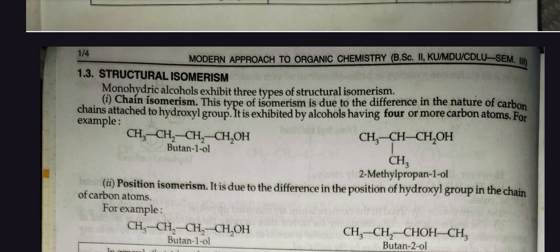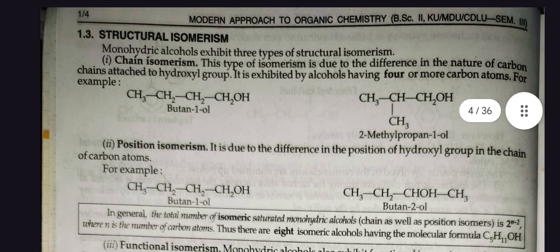Structural isomers. Monohydric alcohols exhibit three types of structural isomers. First is chain isomerism. This type of isomerism is due to the difference in the number of carbon chains attached to the hydroxyl group. It is exhibited by alcohols having 4 or more carbon atoms. For example, butane-1-ol, 2-methylpropane-1-ol.